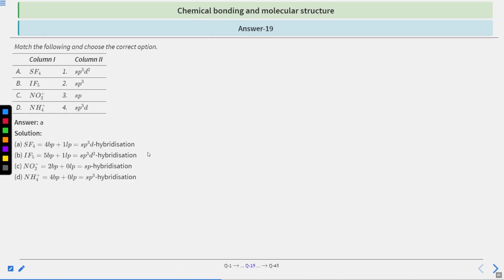Okay, so the correct answer will be option A. So SF4 has 4 bond pairs and 1 lone pair, so it will be sp3d hybridized. IF5 has 5 bond pairs and 1 lone pair, so sp3d2 hybridization. NO2 plus has 2 bond pairs and 0 lone pair, that is sp hybridization. And NH4 positive has 4 bond pairs and 0 lone pair, that is sp3 hybridization. Hence, the correct answer will be option A.